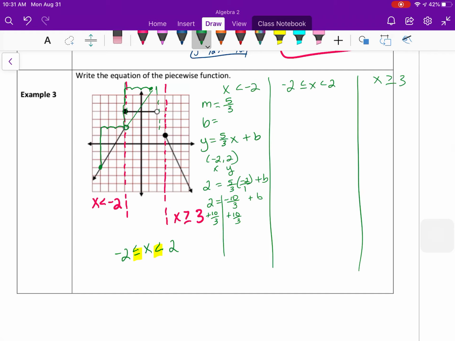would be, now feel free to use your calculator here. You certainly can add 2 and 10/3 with your calculator. Desmos is a great one for that. No judgment if you want to add a whole number and a fraction. I'm just going to change 2 is the same thing as 6/3 because you need a common denominator when you're adding fractions. So 6/3 plus 10/3, it'll be 16/3 equals b.